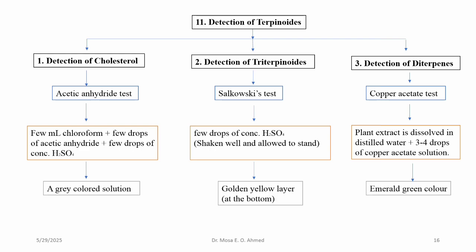While triterpenoids can be detected by the Salkowski test, similar to phytosterol, which we spoke about in the previous slides. The Salkowski reagent consists of a few drops of sulfuric acid, shaken well and allowed to stand. In case of presence of triterpenes in the plant extract, a golden yellow layer at the bottom of the test tube is produced.